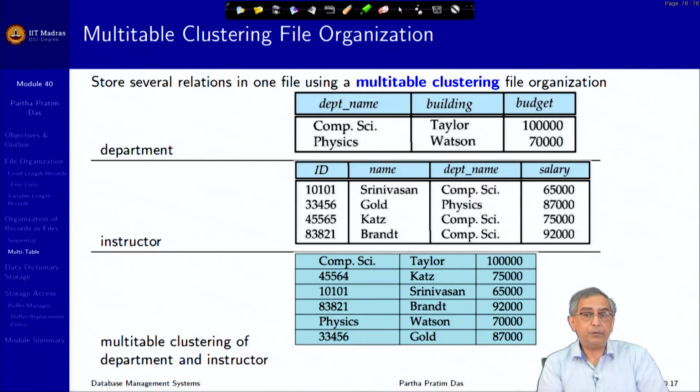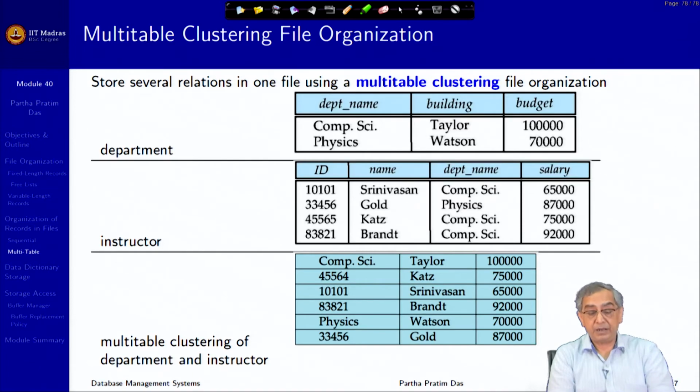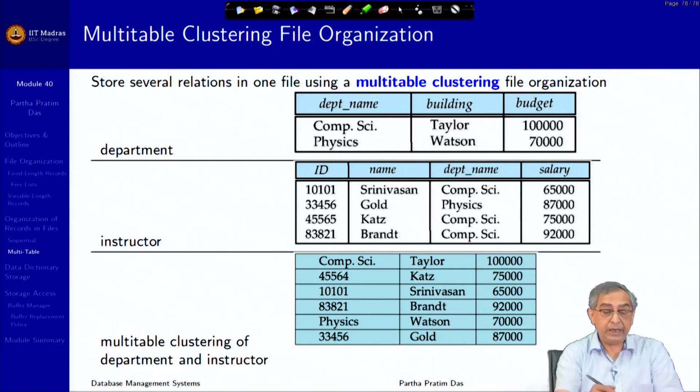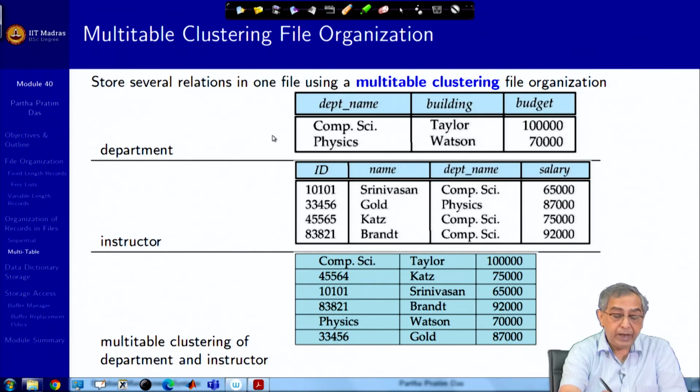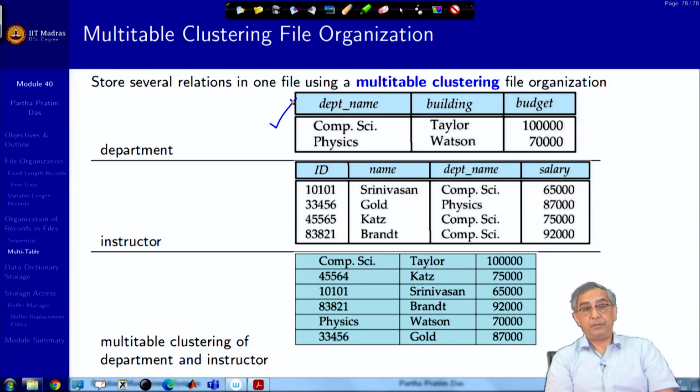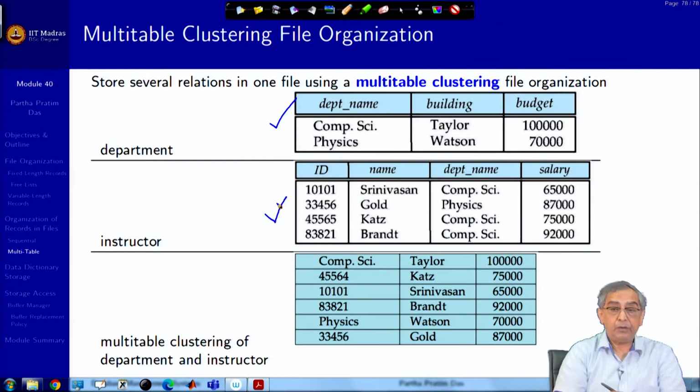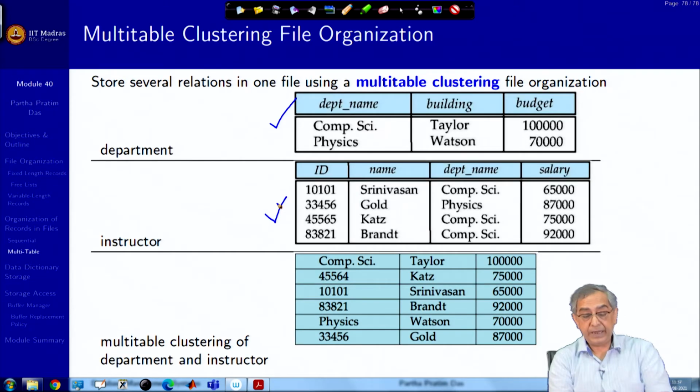I'm not going to talk about the hashing organization, because as I said before, we will dedicate a separate module on it. Another is multi-table clustering. So just let us start with an example. We have seen this relation a number of times, the department, which has department name, building, budget, and which has also another table, instructor, ID, name, department name, salary, and so on.